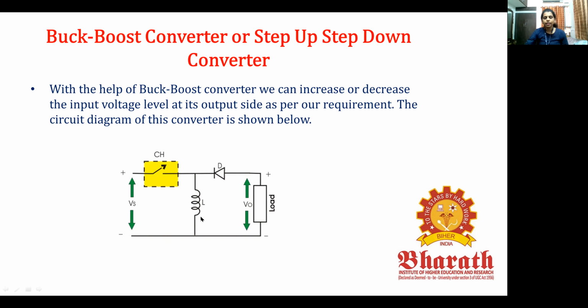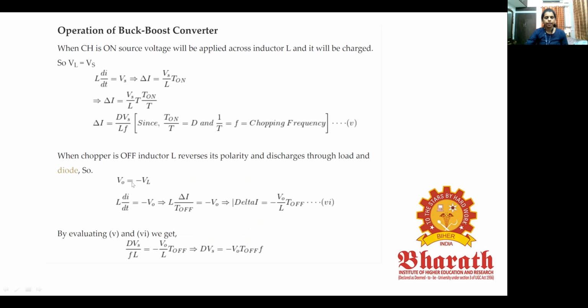So, but what is the meaning? From here, since the current flows in the opposite direction, my output voltage polarity will be just the opposite polarity of the source voltage. That is the only drawback in case of a buck boost converter. So when this chopper is on, the L reverses its polarity and discharges through the load and the diode.